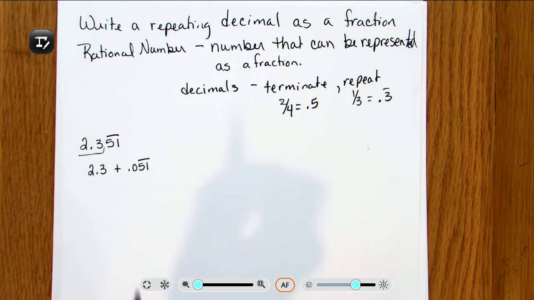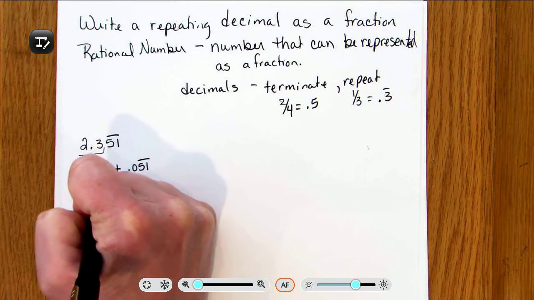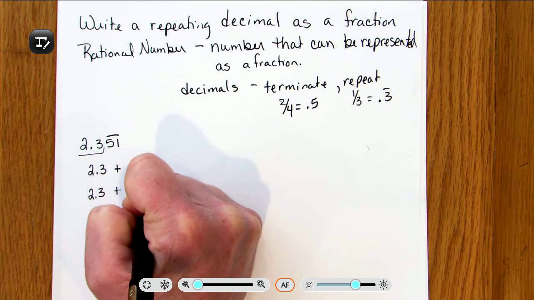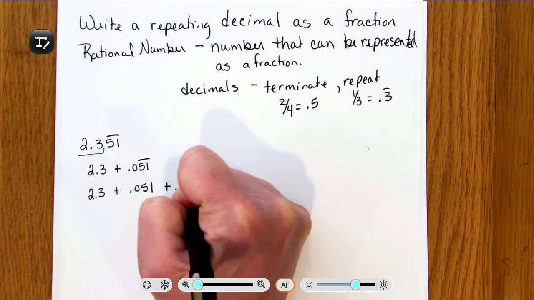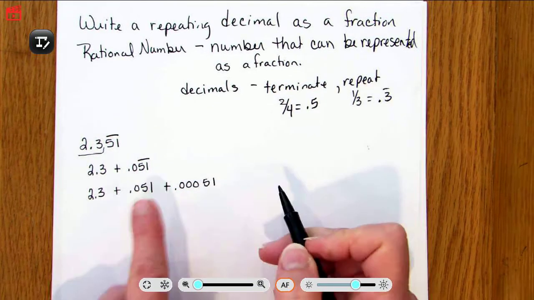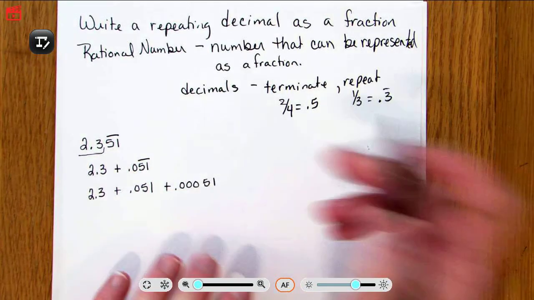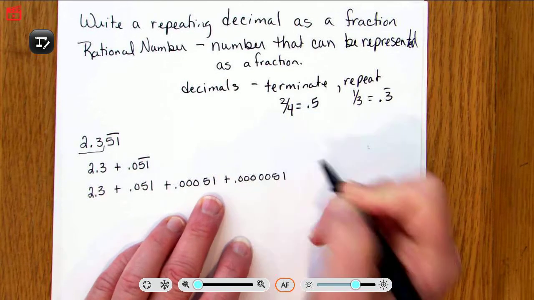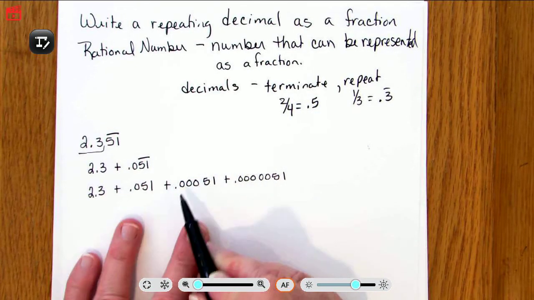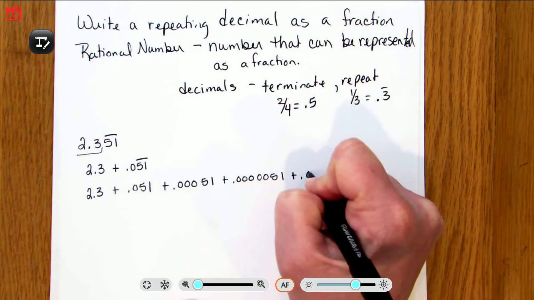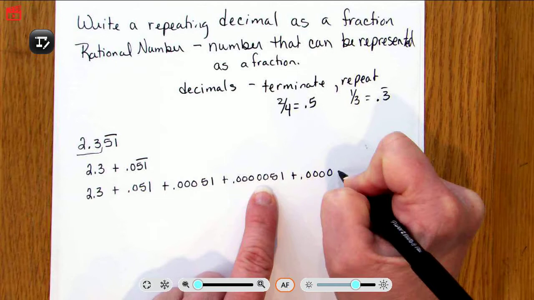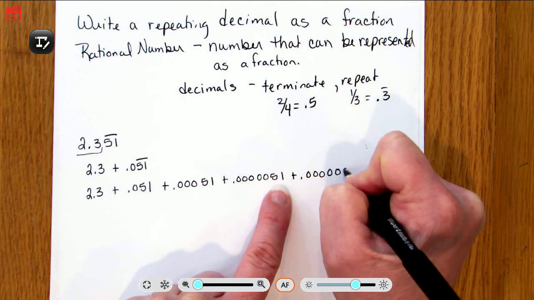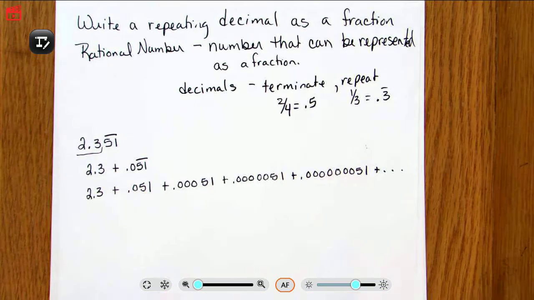Okay. And I'm going to break it down even further. I'm going to start with it in decimals so that the connection to the fraction makes sense. So it's this 2.3 plus my 0.051 plus 0.00051. So I'm breaking this 51, 51, 51 up into its pieces. 0.0000051. Each time I'm putting 2 zeros more than the one before it. And it continues on and on.